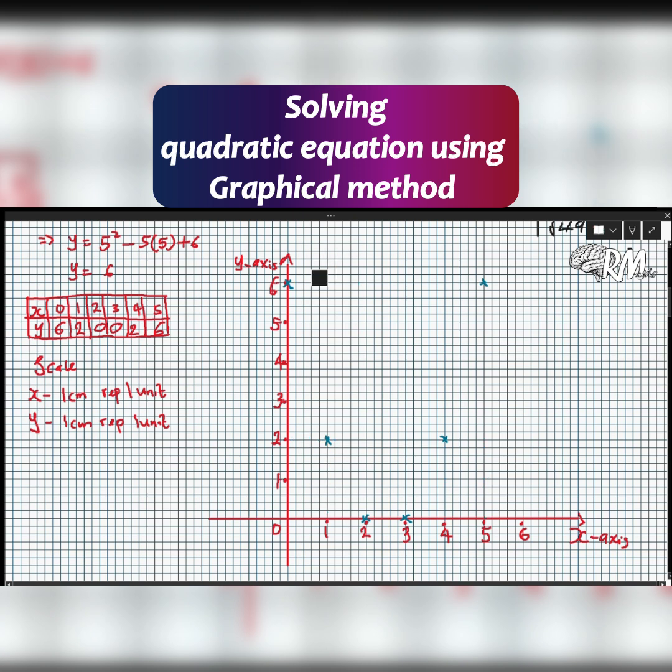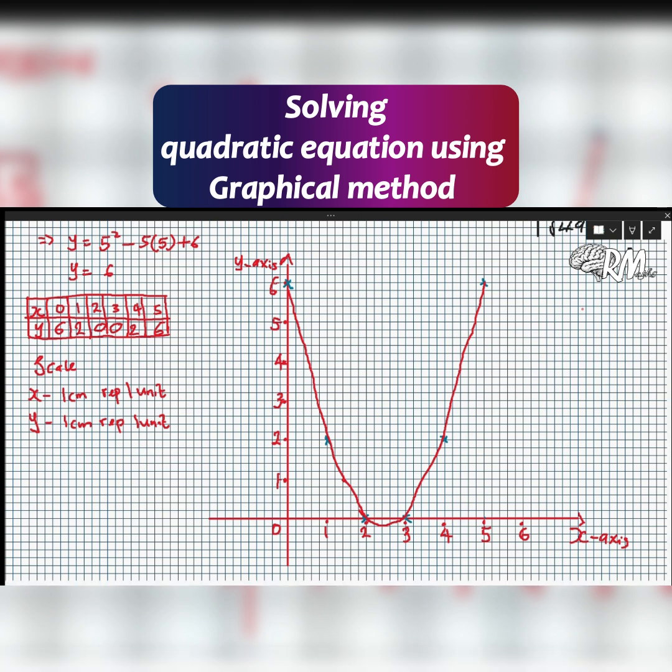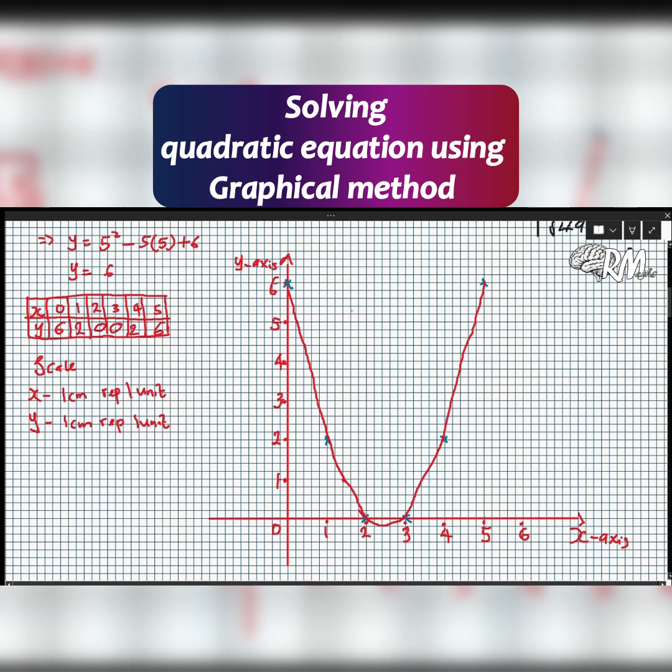Now the next thing is to draw the graph. We're going to manage it. I think I tried, or what do you think? But if you are drawing in your book, you can draw it very well. So this is the graph of the equation y equals x squared minus 5x plus 6. And the graph cuts the x-axis at these 2 points. We have it here and here.